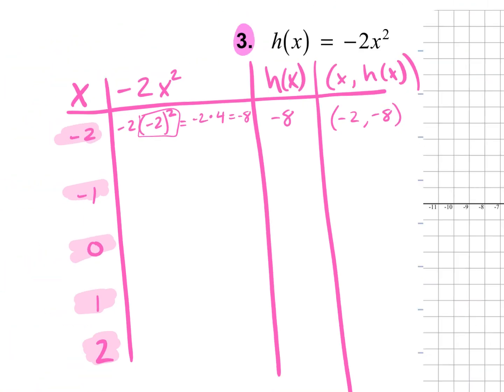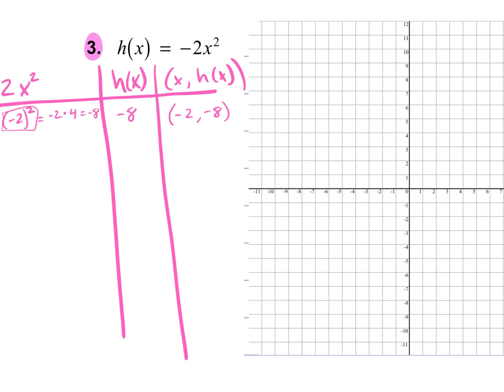So let's go to our graph. We're going to go to the left to negative 2. And then which way do I go to go negative 8? Right. If I go to the left to negative 2, then which way? Down. Down to negative 8. So that would be our first point.